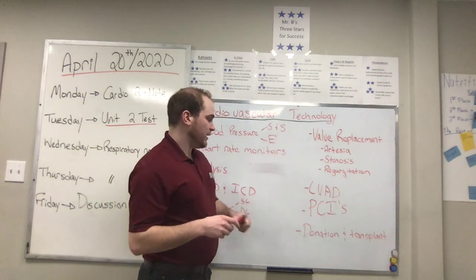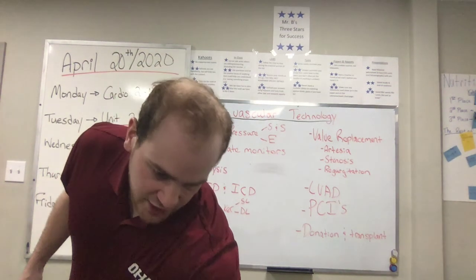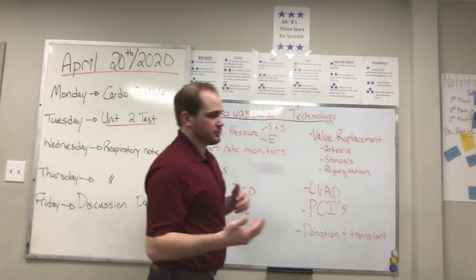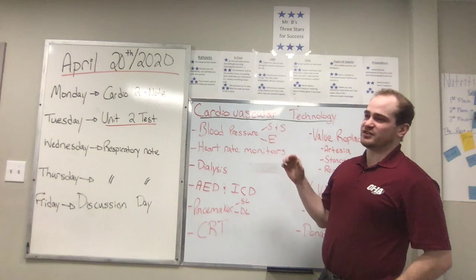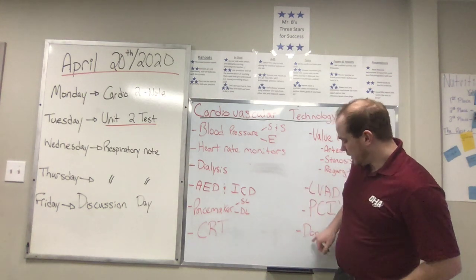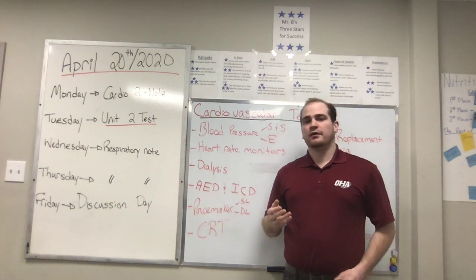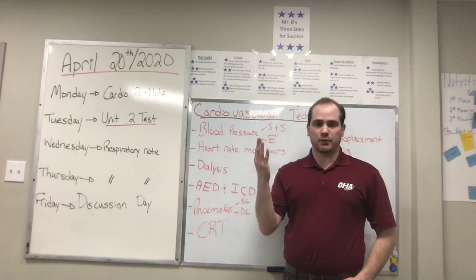Okay, and then lastly, donation and transplants. So donation, blood donation is a predominant one. It also really ties into transplants, but we'll talk about the slight difference there. So blood donation all revolves around what type of blood you have. So there's 4 types. There's type A, type B, type AB, and type O.